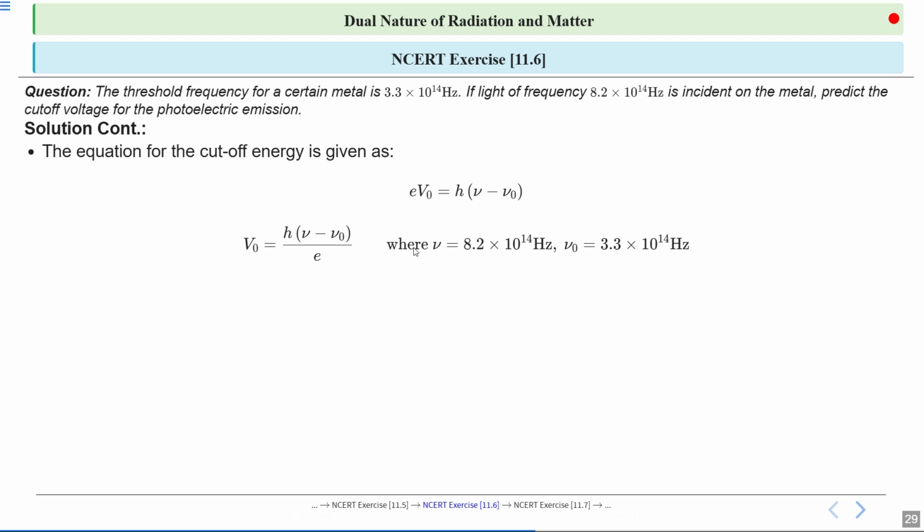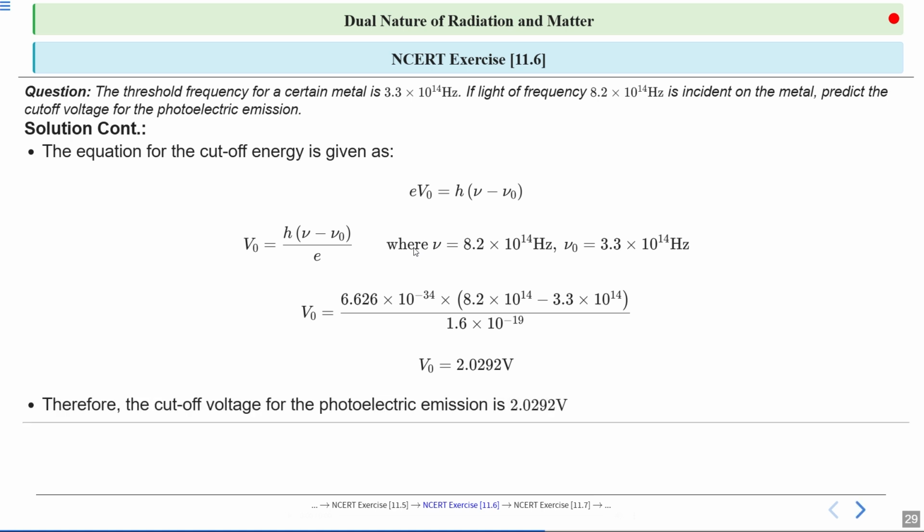So let's rearrange the equation and solve for V naught. V naught equal to h into (nu minus nu naught) divided by e. So let's substitute the values and solve it. You will get V naught equal to 2.0292 volt. Therefore, we can say the cutoff voltage for photoelectric emission in this case is 2.0292 volts. This result shows us how the energy of the incident light minus the energy needed to free the electrons determines the maximum kinetic energy and thus the stopping voltage.